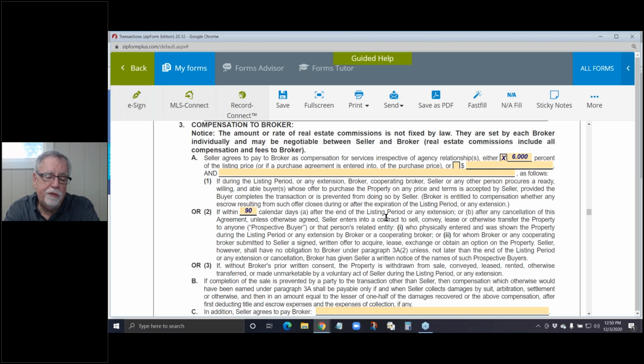So what the safety clause says, let's say I have a 90-day listing and it's day 88, day 89. And I'm talking to a buyer about the property, and the buyer's like, we're really interested.